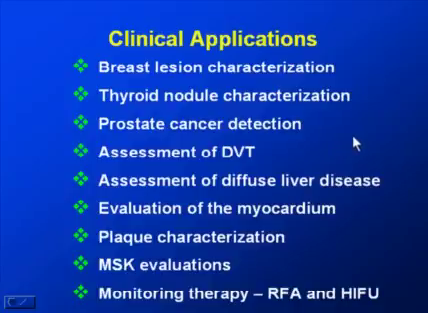There are many possible clinical applications. The list can go on and on, but as I mentioned, one of the things that people focused a lot of their work on initially was cancer detection and characterization for breast lesions, thyroid nodules, or maybe for prostate cancer detection. But you could certainly also look at things like thrombus in DVT, or maybe the assessment of diffuse liver disease: is the liver cirrhotic or not.